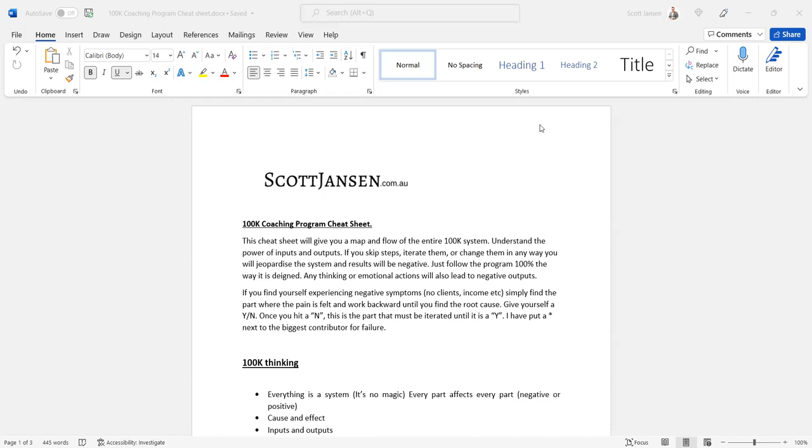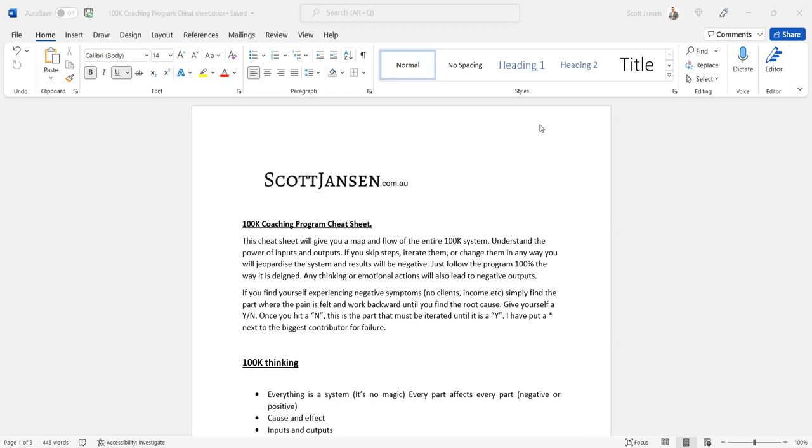So this cheat sheet will give you a map and flow of the entire 100K coaching system. Okay, so you can see there's a lot of content in the program. I've taken a 30,000 foot view here, and I've just given you the main inputs, the main parts of the system that you need to keep an eye on.